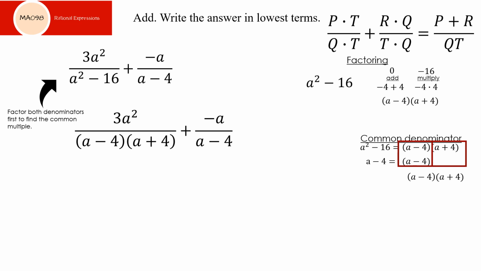Now here's the really important part. We need to make a minus 4 times a plus 4 our common denominator. Well, in the first fraction, we already have a minus 4 times a plus 4 in the denominator, so we don't have to do anything.